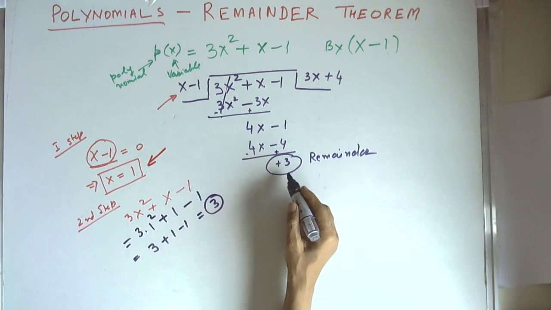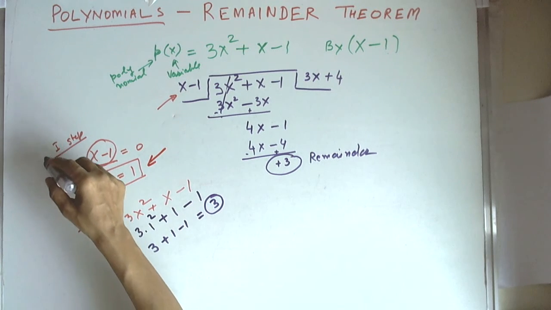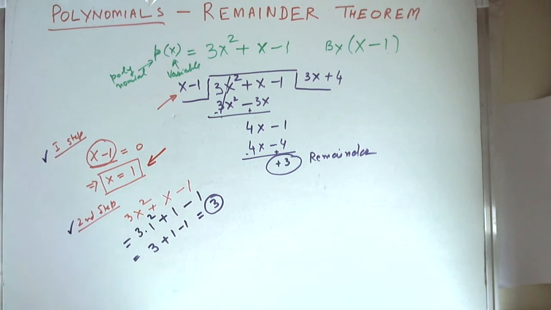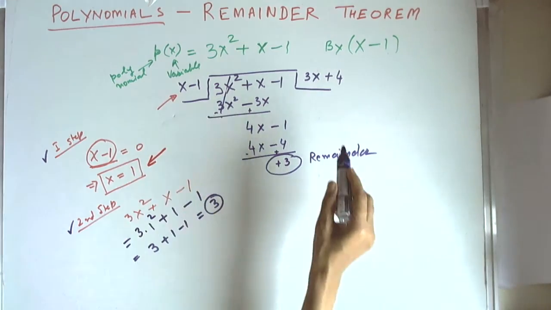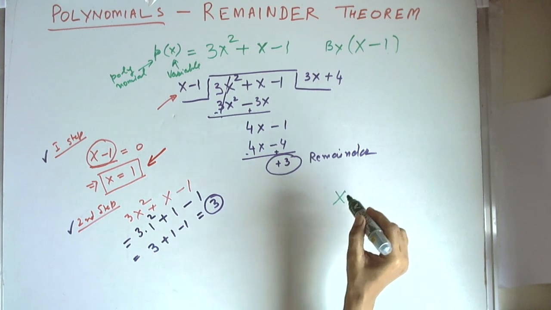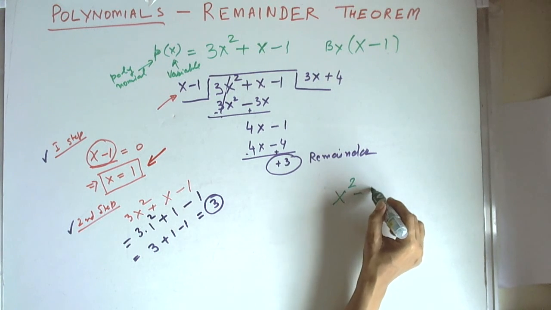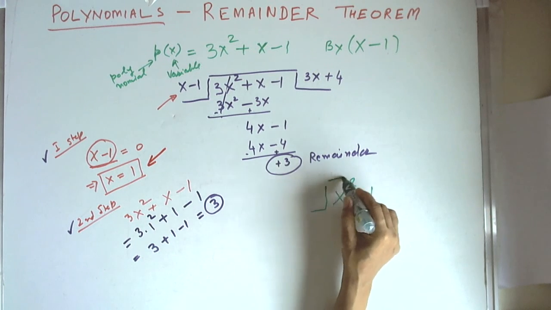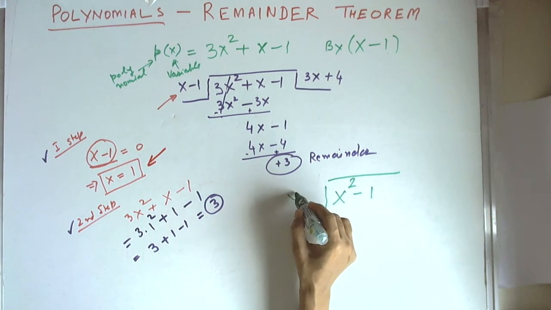which is the same. So it means by following these two steps, we are able to get the remainder instead of doing a long division, which we have shown earlier. Now we can see one more example. Let's take one more example. x square minus 1, and we want to divide this polynomial by, say, x minus 1.